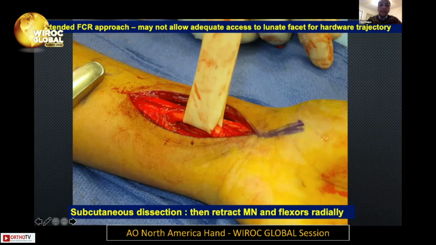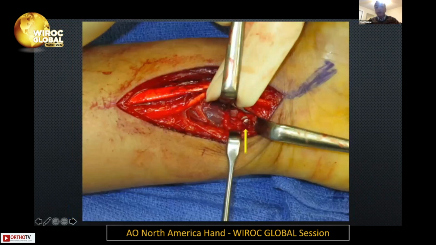Now, in the days that I fixed this, I was ready to fix it with a standard FCR approach, and that's what I tried to do, quickly realizing that my access to the lunate facet fragment was inadequate. So point number 2 for this particular case is that you don't have to panic, don't have to make a separate incision. Merely take your dissection subcutaneously all the way across to the median nerve, and then you retract it so you can approach the lunate facet fragment from the ulnar side.